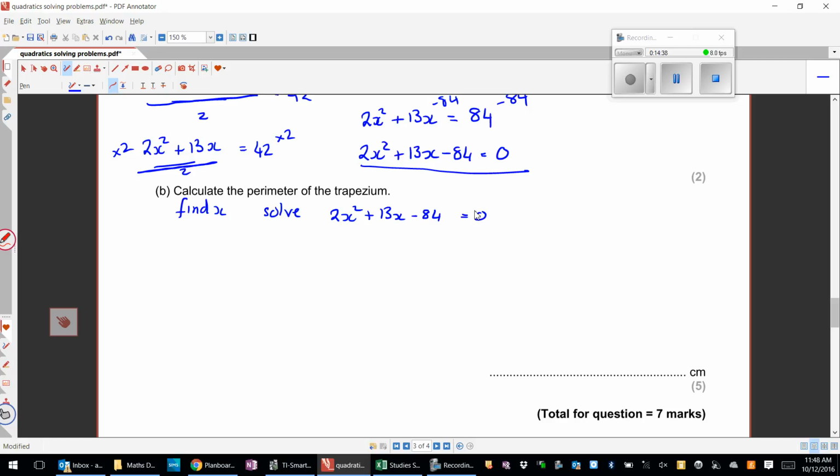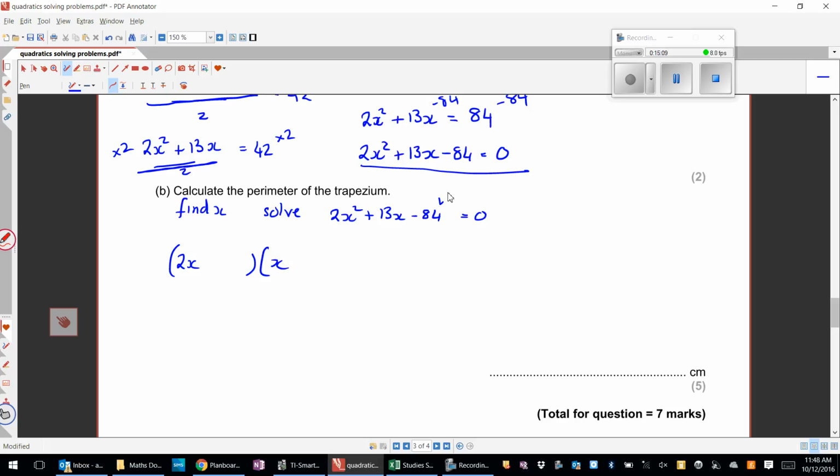You could use the formula. This one does actually factorize. It does factorize. But if you can't see it straight away, just use the formula. Anyone see how it factorizes? It's definitely got to be 2x and x. So what do you think? 16 times 4? Does that give 84?